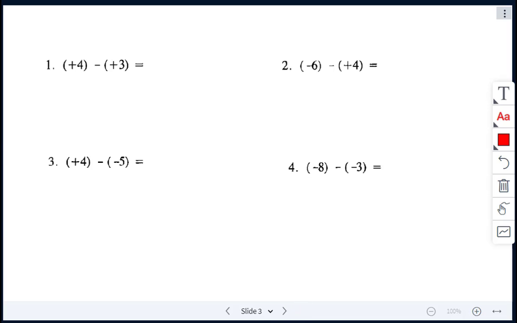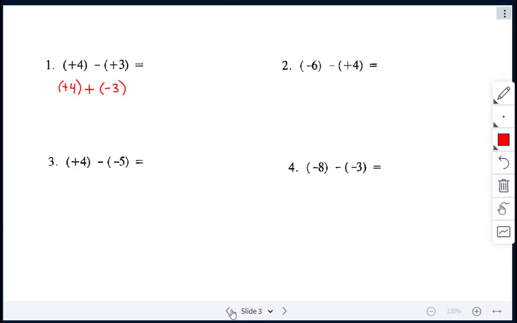So let's take a look at these examples here. Our first example we have is positive 4 minus positive 3. All right, so the rule says we have to add the opposite. So the first integer stays the same. So first integer stays as positive 4. We're going to change our subtraction to addition, and the positive 3 becomes a negative 3. Okay, so all we've done is add the opposite. That's what that rule means.